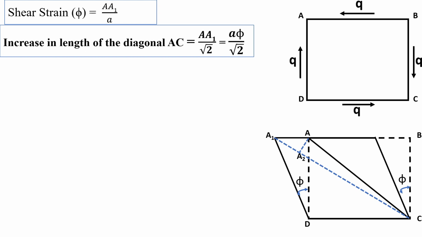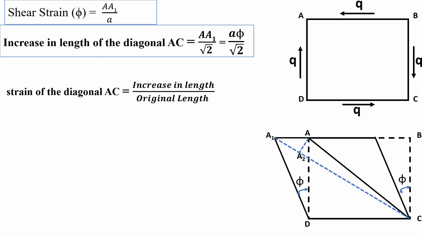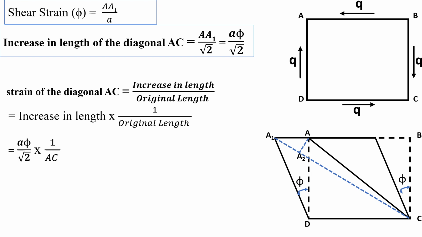We know the increase in length of the diagonal AC is equal to aφ by root 2. Next we determine the strain of the diagonal AC, which is equal to the increase in length divided by the original length. Here the increase in length is aφ by root 2 and the original length is AC. Then the strain of the diagonal AC will become aφ by root 2 into 1 by AC. So next we have to determine the AC value.